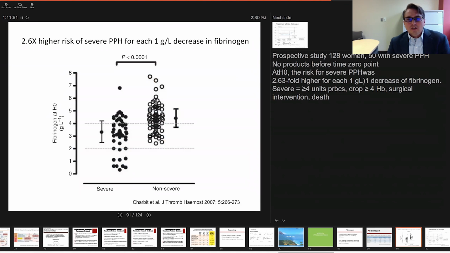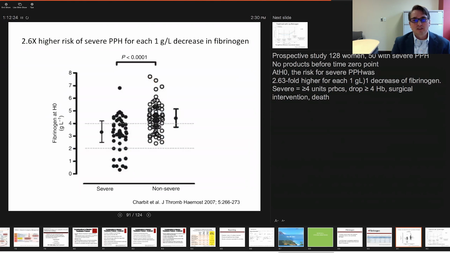Okay. There was a prospective study done that was published in 2007, so about 10 years ago. It had a little over 120 women, and 50 of them ended up with severe postpartum hemorrhage. The way we defined severe hemorrhage was greater than 4 units of packed cells needed, or their hemoglobin dropped by greater than 4 points, or need for surgical intervention or mortality.